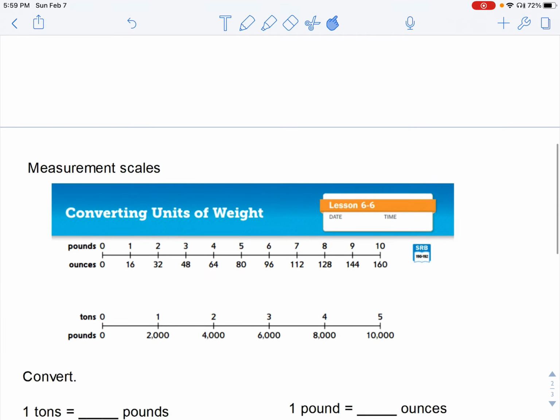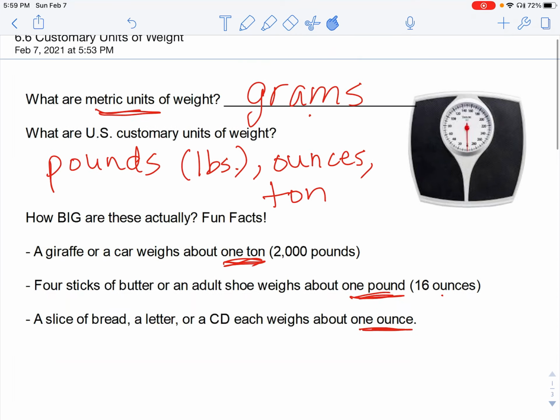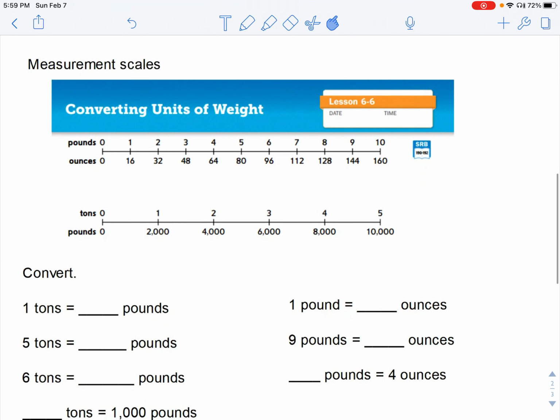Now, let's use some measurement scales. So different from the scale we just saw in the picture up here, a measurement scale, again, helps us to convert between two different units. So this top one lists pounds and ounces, and we could use that, say we knew something was 5 pounds, we want to know how many ounces is that. We just look that 5 pounds was 80 ounces. You can also use this one, but it converts between tons and pounds. And as we said in the previous slide, 1 ton is actually 2,000 pounds, quite large.